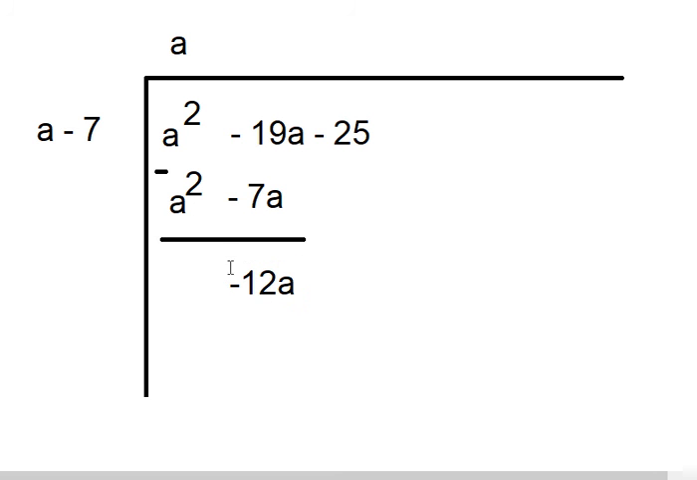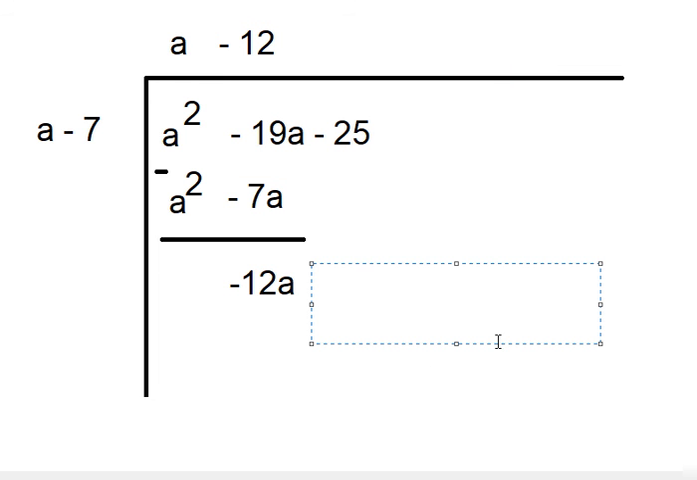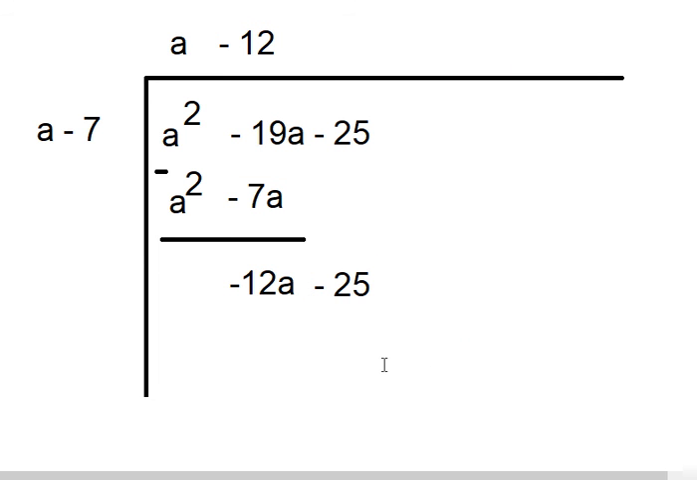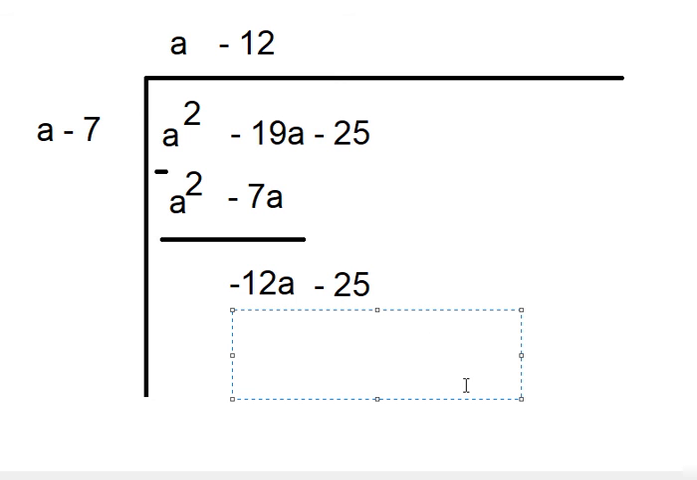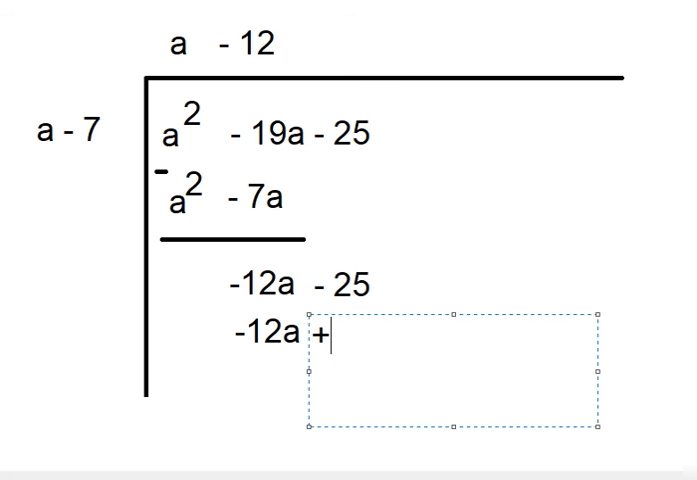Next one, we have the negative 12 in here. So on the top, we put negative 12, because negative 12 multiplied with a, you will get negative 12a in here. And we put negative 25 in here. Negative 12 multiplied with negative 7, you will get a positive number. That should be 84.